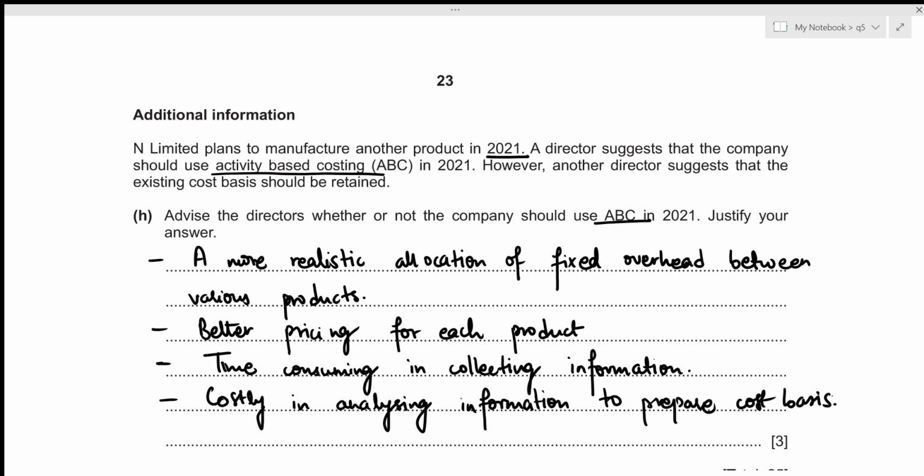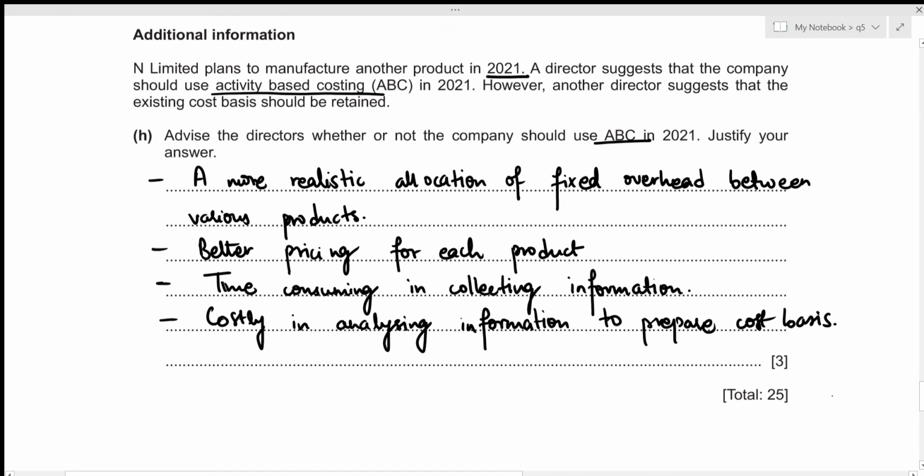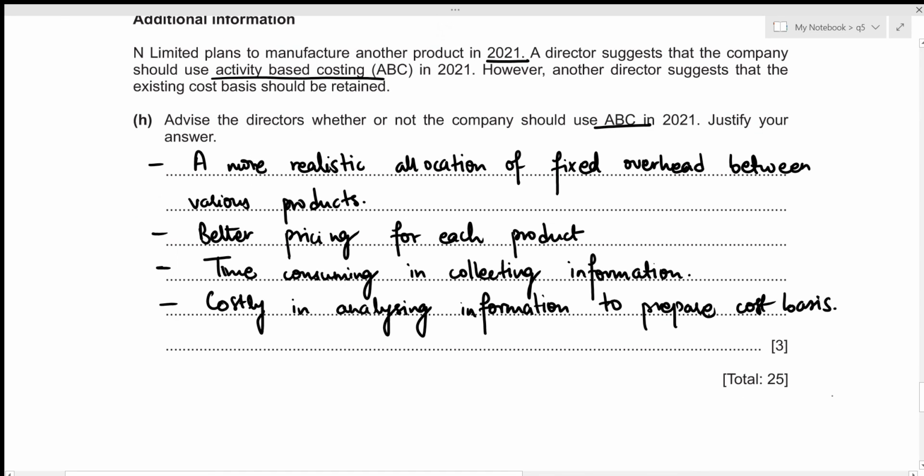Now, based on these factors, we need to make a decision. So I would personally suggest the directors to use ABC. So I'm just going to write down that decision clearly. The company should use activity-based costing in 2021. Alright, this concludes our 8th part of this question as well as the entire question.